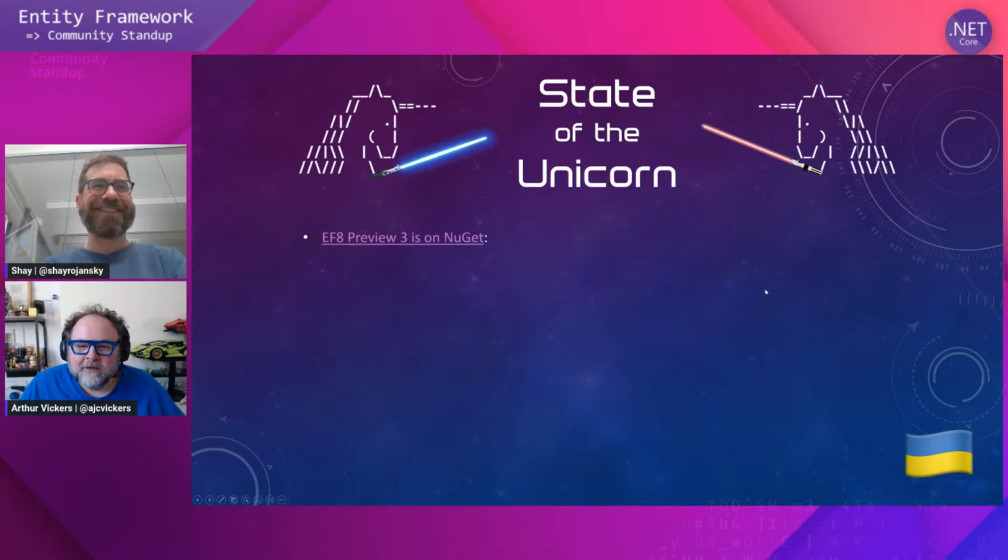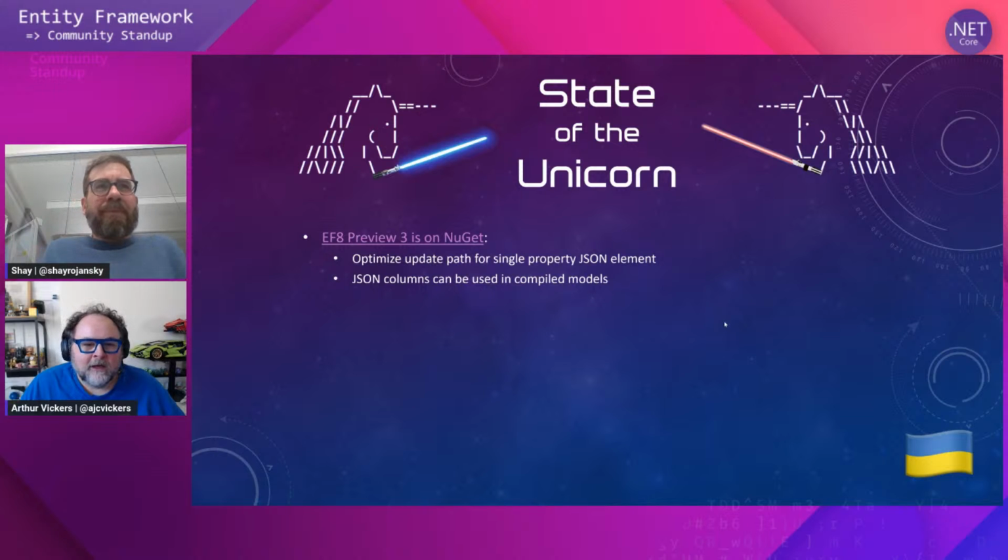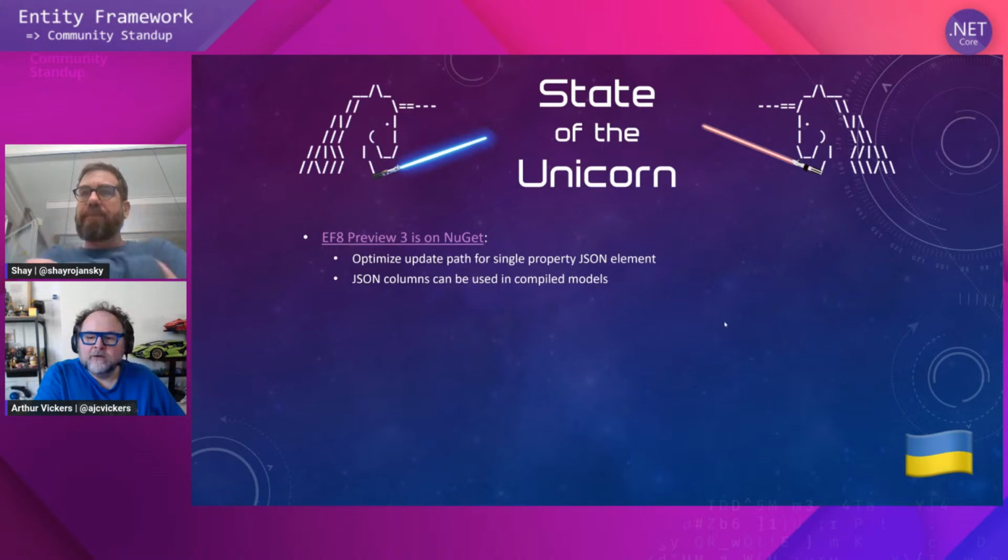So EF8 Preview 3 is on NuGet. We didn't have any major new features in this. There's a few small things worth mentioning. We've optimized updating for a single JSON property, a single element in the JSON property. We do less SQL on that now, which is great. You can now use JSON columns in compiled models. In EF7, we didn't allow you to use JSON columns in a compiled model. It got scoped out at the end of the release, so that's now available.